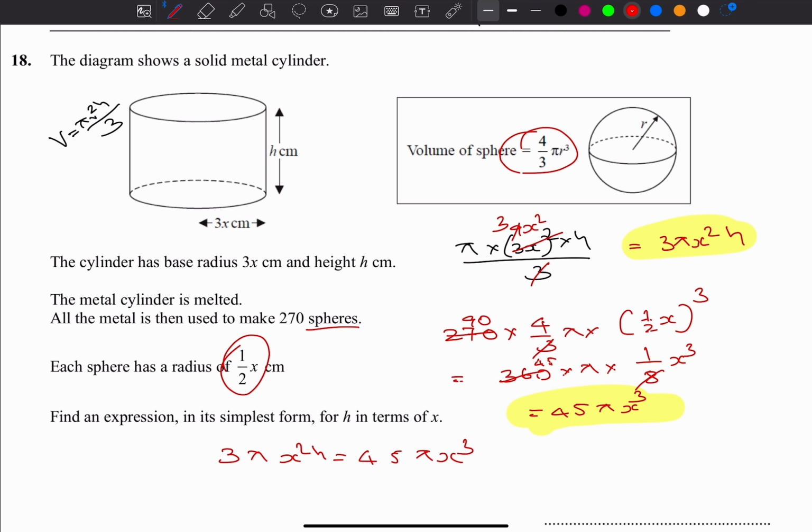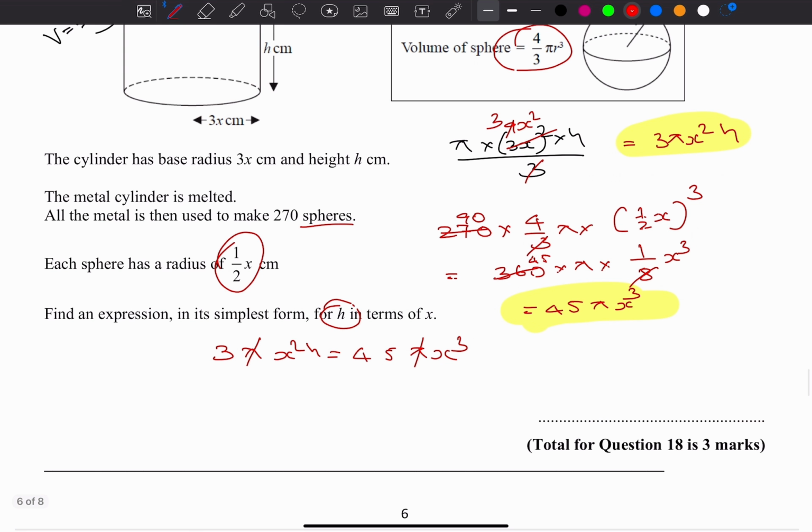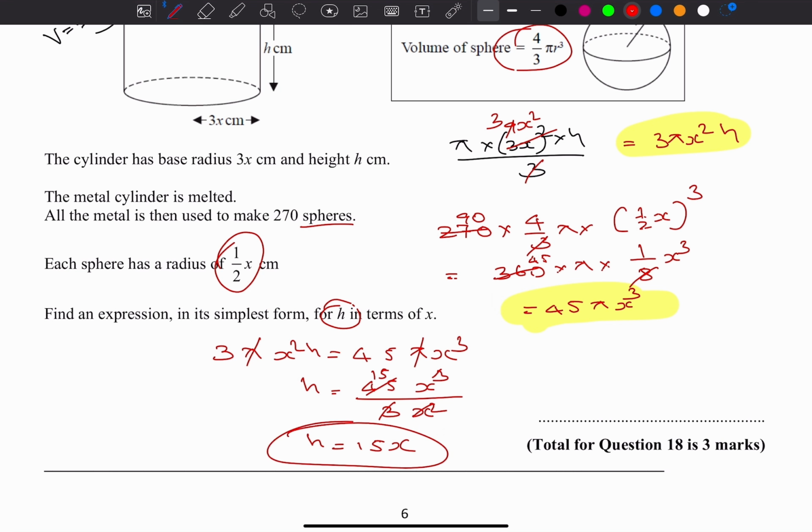They want to make h the subject, okay? Cancel the pi on both sides. h is 45 x cubed divided by 3x squared. That makes it 15. x squared will cancel to give you an x. So h is 15x at that point. Okay. Easy.